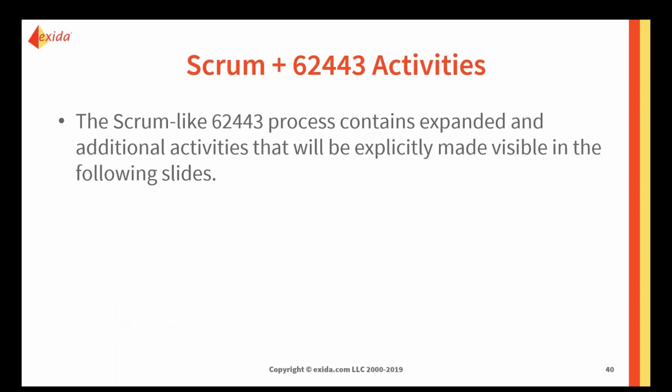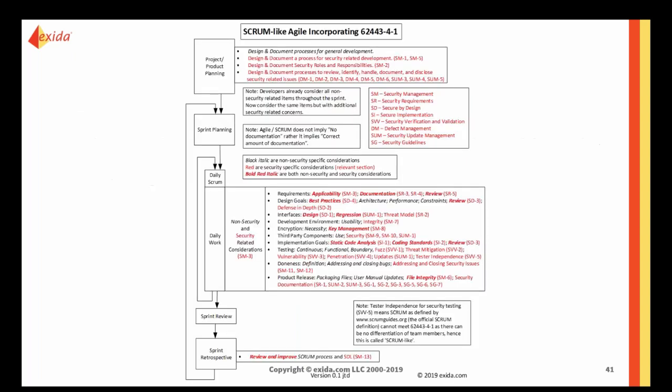Essentially, what I'm going to come up with here is a process where the Scrum-like 62443 process is expanded. All of those activities that we talked about in the Scrum process have been expanded to cover both the non-security and the security-related activities. If we take a quick overview, the boxes on the left are the same: product planning, sprint planning, Scrum daily work, sprint review, sprint retrospective. But you'll notice there's a lot of red there. It might look like that's all security related, but it's not. You'll see there's a lot of bold red, which is again a combination of the security and the non-security. So it's not as bad as it looks. It's just red because you are going to explicitly consider security.